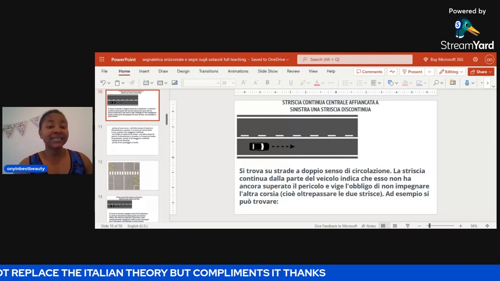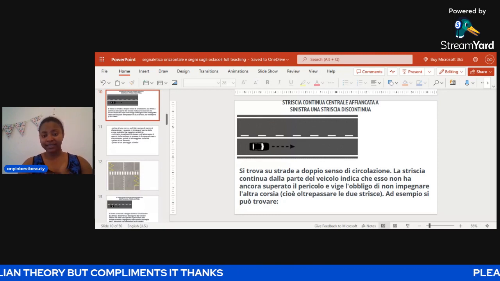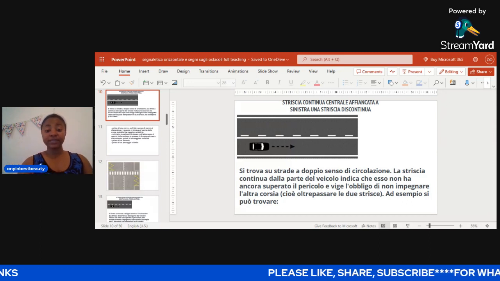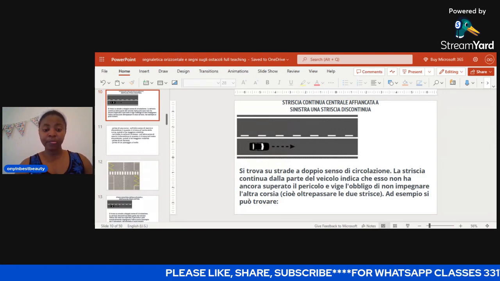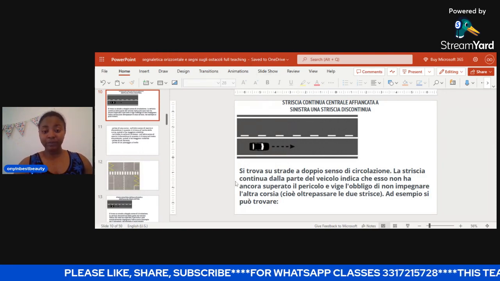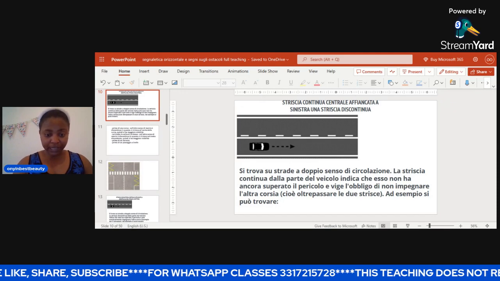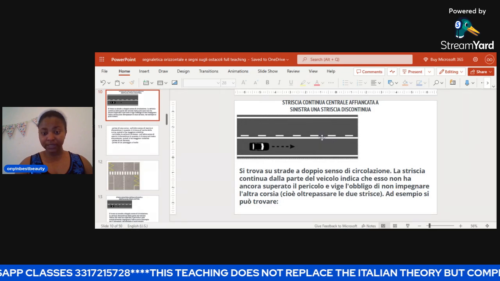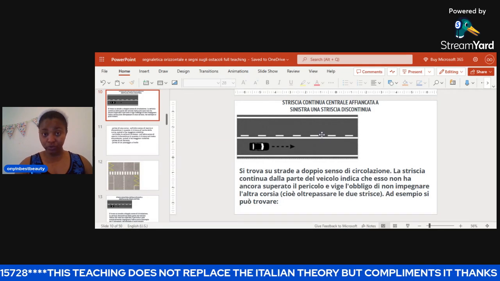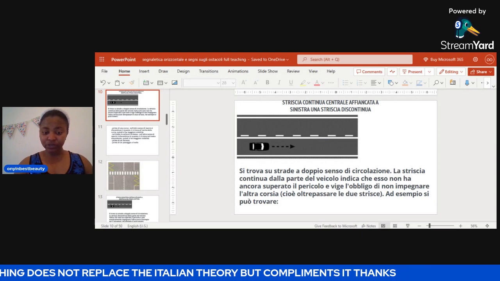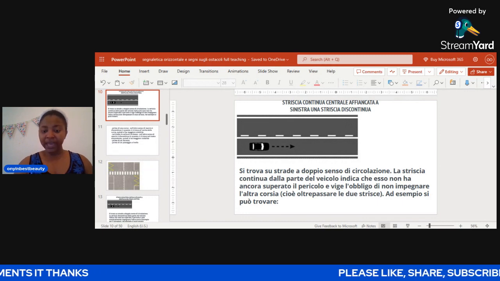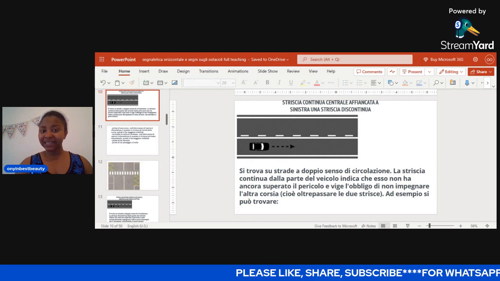Now, this is a continuous line affiancata, side by side, a discontinuous line. The both of them are side by side, just as seen in this diagram. I'm going to read through and explain as normal. Si trova su strada a doppio senso di circolazione. Now, this type of striscia, side by side, you find it on roads with two-way circulation. La striscia continua della parte dei veicoli indica che esso non ha ancora superato il pericolo. È vigo obbligo di non impegnare l'altra corsia.